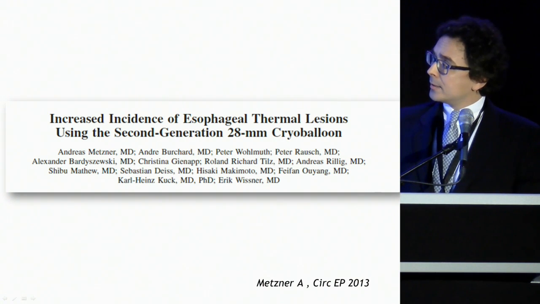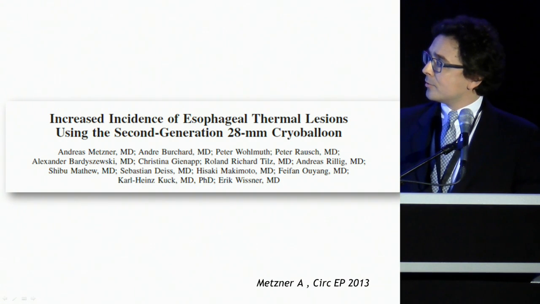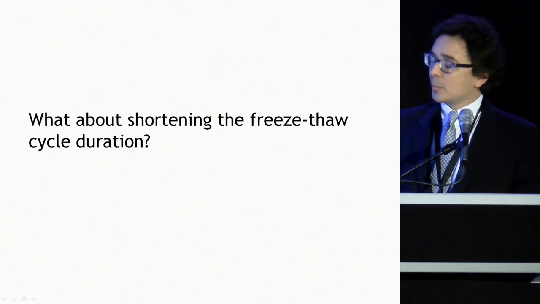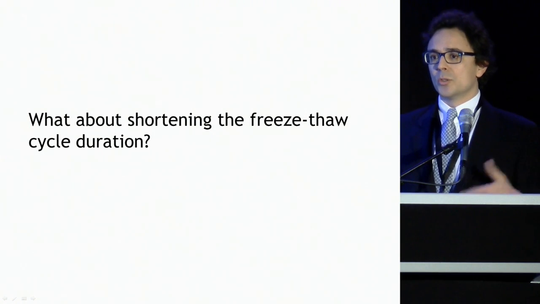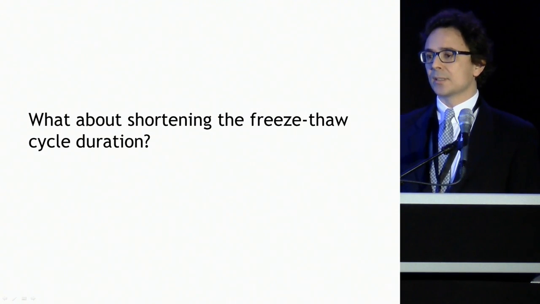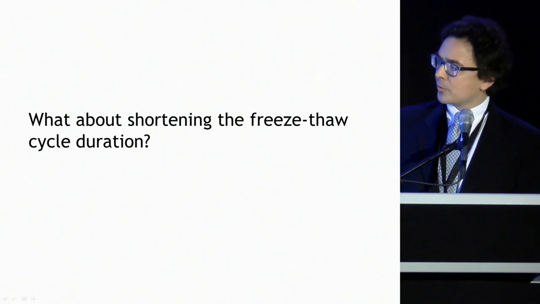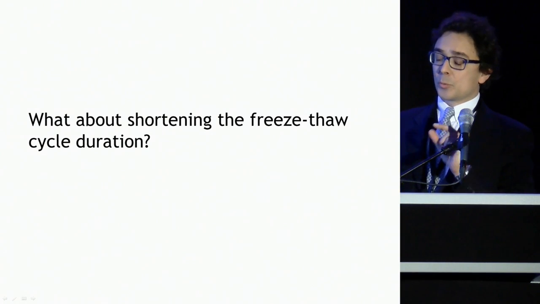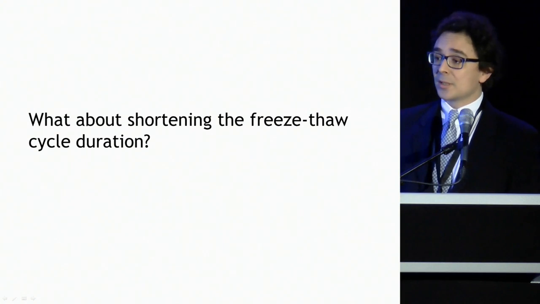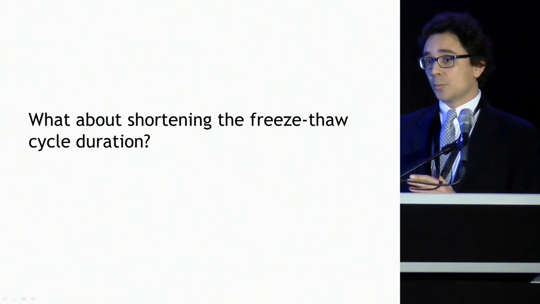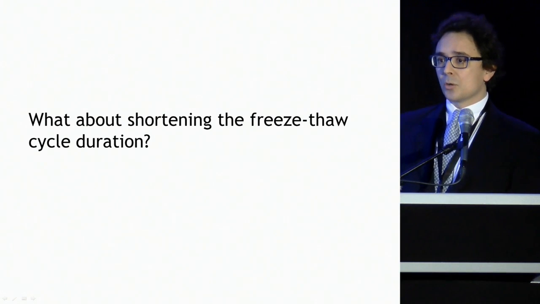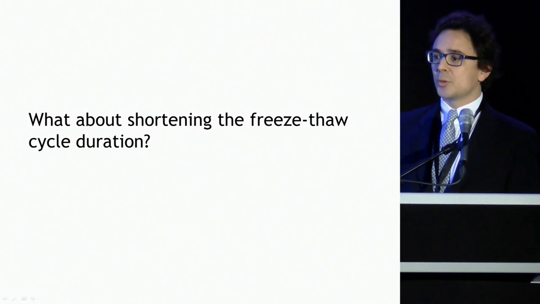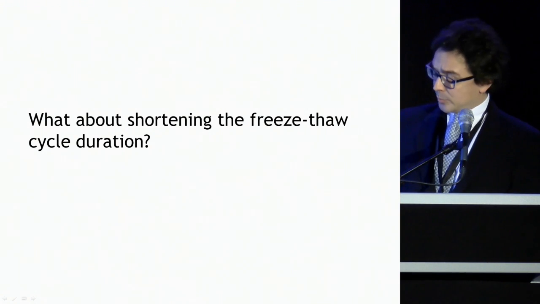Again, this poses the idea of what about shortening the freeze-thaw cycle duration? Do we need to reduce the dosage? Because we're dealing with something that's significantly more powerful. We're dealing with an area which is extremely thin around the PVs. It probably approximates 2 to 3 millimeter thickness. So do we need to give all this power in order to isolate permanently the PVs?